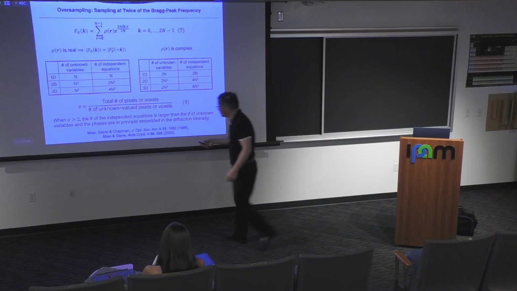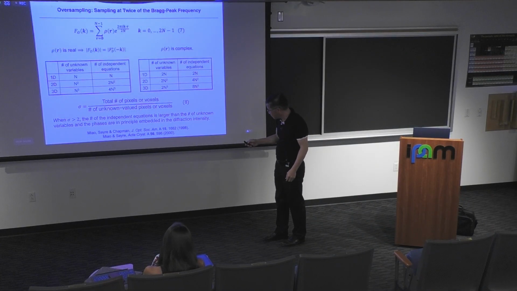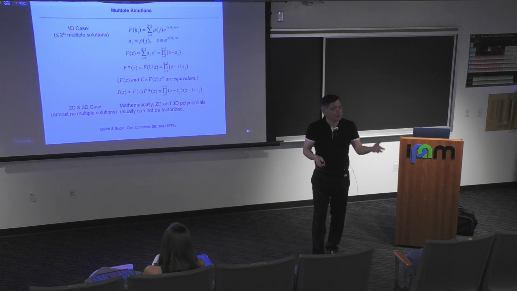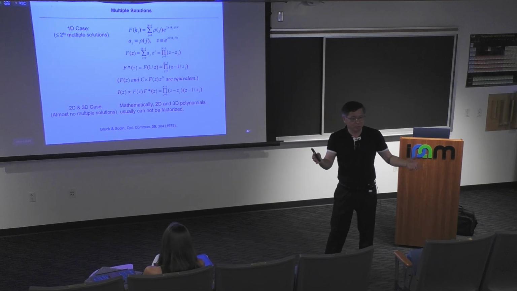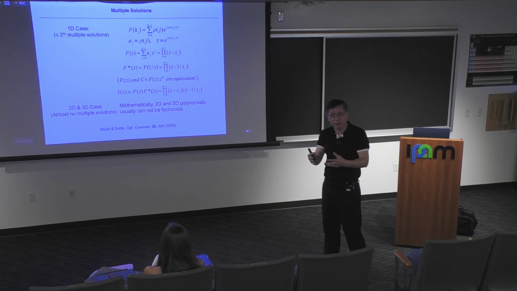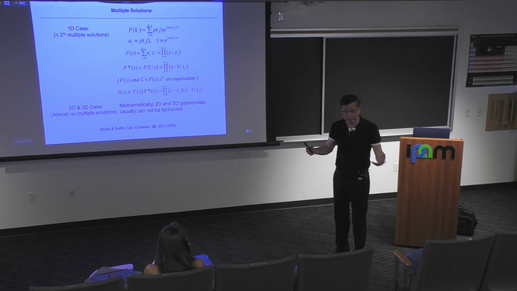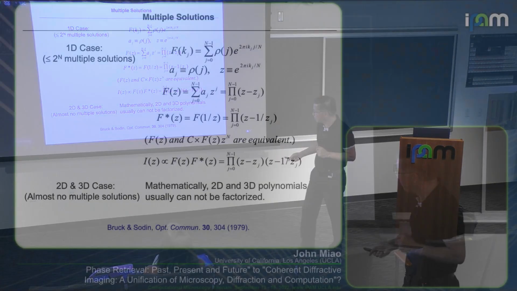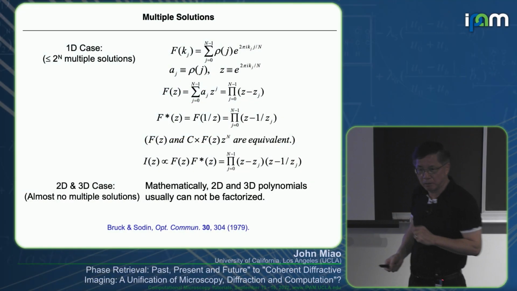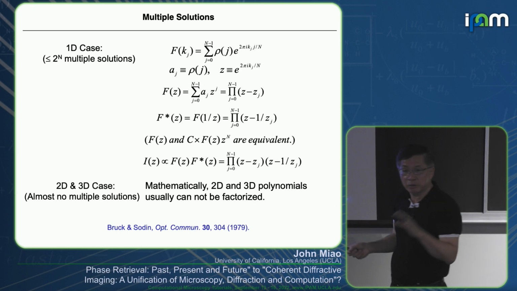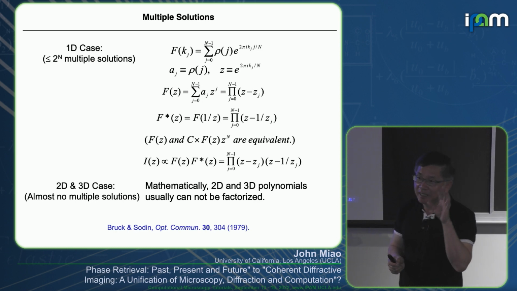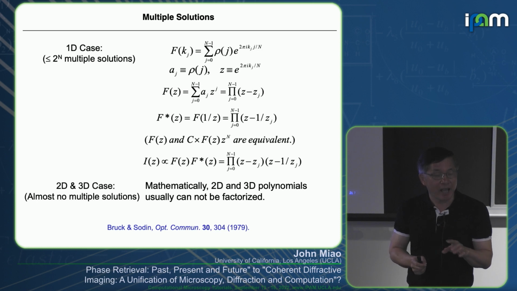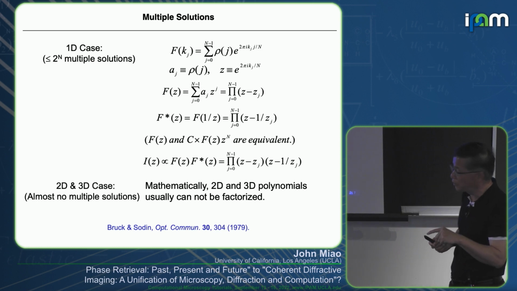So in principle this can be solved. Now you may ask why. How can you recover unknown variables from independent measurements, when more unknowns than equations doesn't guarantee uniqueness? There's actually a paper published in 1972 by Bruck and Sodin, two Russians. They showed that the 1D case is not unique, and the 2D and 3D cases are unique. This is related to the factorization of polynomials.